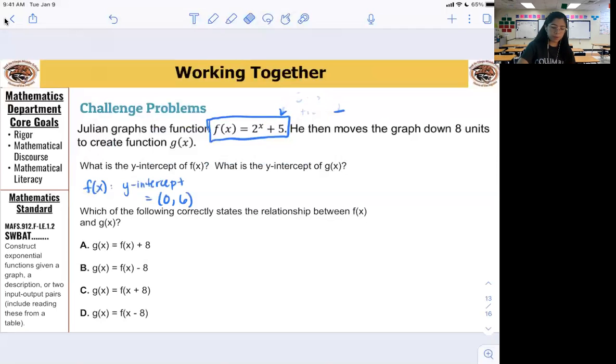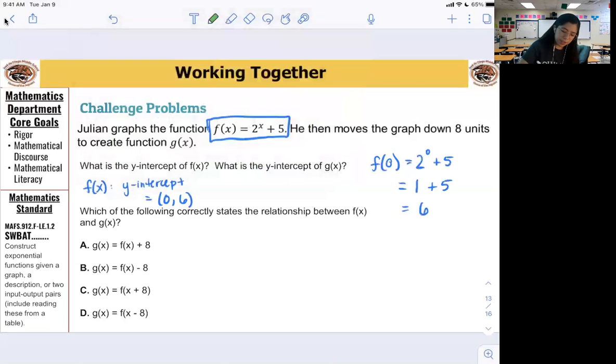Another way to do that real quick would be to plug in what number? What can I plug in to find my y-intercept? On any graph in the world, the y-intercept is wherever x equals 0. So we plug in 0 and then solve. 2 to the power of 0 is 1. 1 plus 5 gives me 6. So you could have done it both of those ways. Either way, you get 6.